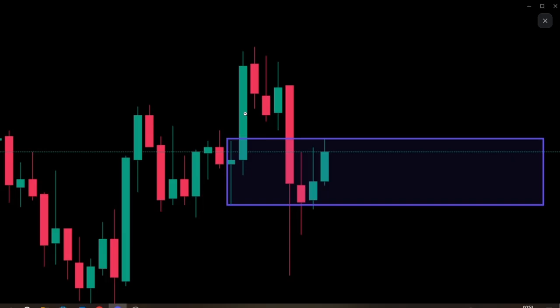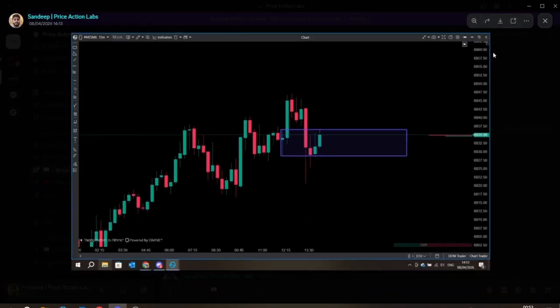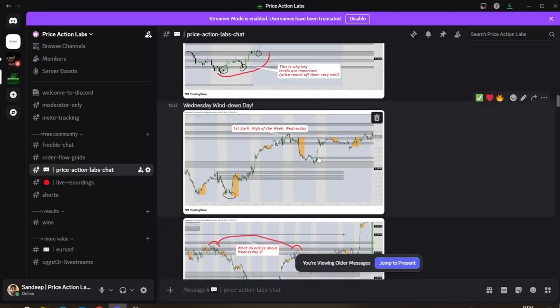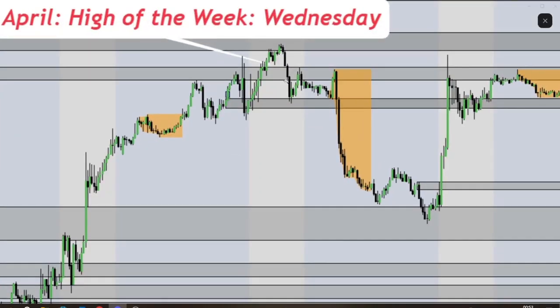So this is where it becomes a little bit discretionary, but I don't like using the word discretionary. It comes from pattern recognition. So I think, James, you probably saw this. I did post it in the Discord. There we go. So hopefully you noticed. So 1st of April, high of the week was on Wednesday.